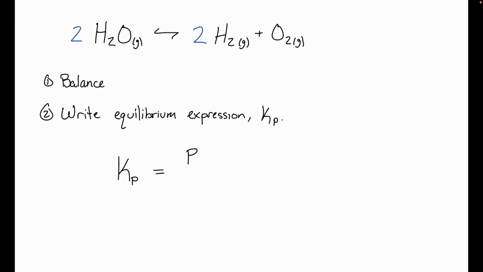So products, the pressure of H2, pressure of O2, and then what happens to these coefficients? They become exponents in my equilibrium expression. So that means I need to do not just H, the pressure of hydrogen gas, but the pressure of hydrogen gas squared, right? My coefficients become exponents. Divide that by the pressure of the water vapor squared.